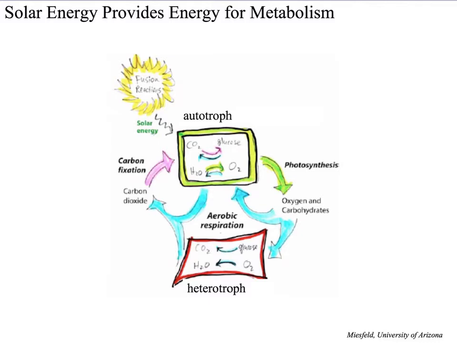Now, autotrophs, okay, so that includes photosynthetic bacteria, green algae, and vascular plants. They use carbon dioxide as their fuel source, and they construct all their carbon-containing biomolecules from carbon dioxide. Some autotrophs can also use atmospheric nitrogen to generate all their nitrogenous biomolecules as well.